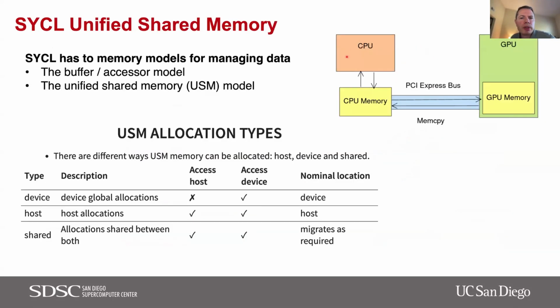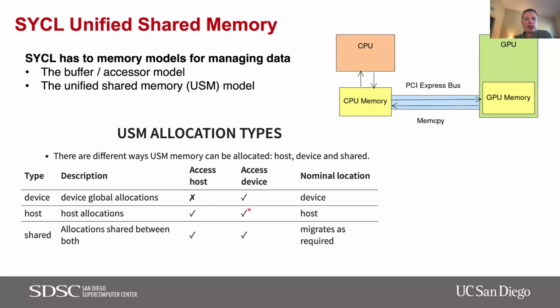And yeah, memory-wise, it looks pretty much similar to, yeah, you have a shared CPU and GPU system. The CPU, of course, has its CPU memory, and then typically there's a PCI Express bus that connects the GPU memory and the GPU to the CPU, and so that's similar to CUDA. And I just want to mention that there are these two ways of managing memory: the buffer accessor model and the unified shared memory model. So you've seen both a little bit before, and there are different ways that USM can be allocated: on the host, on the device, or shared. And so if you do this device allocation, obviously you can use the memory only on the device.